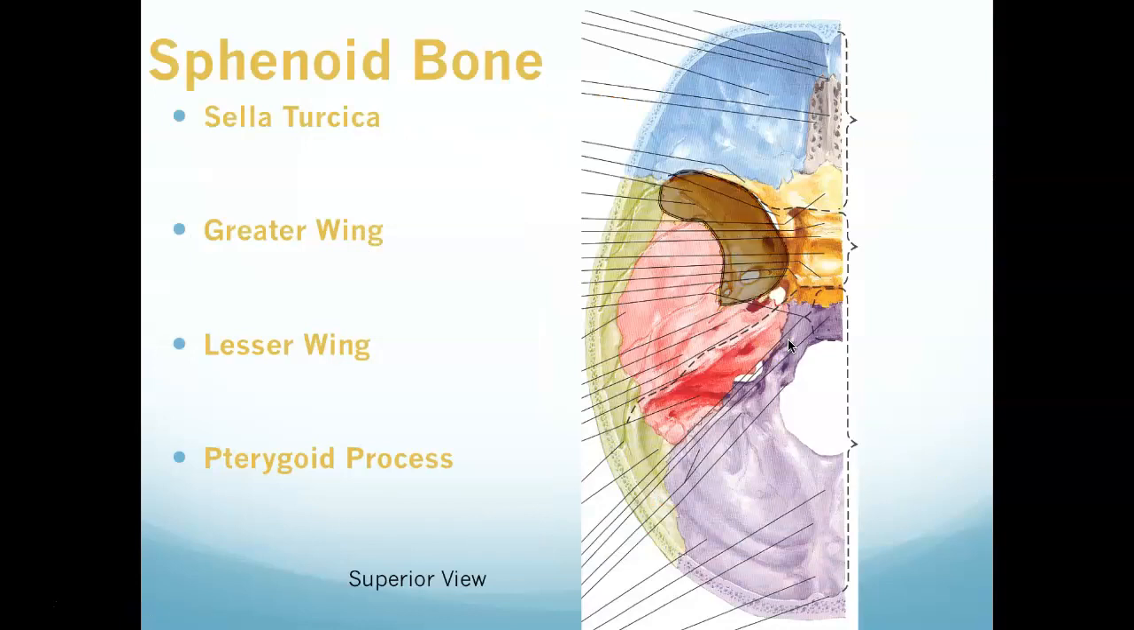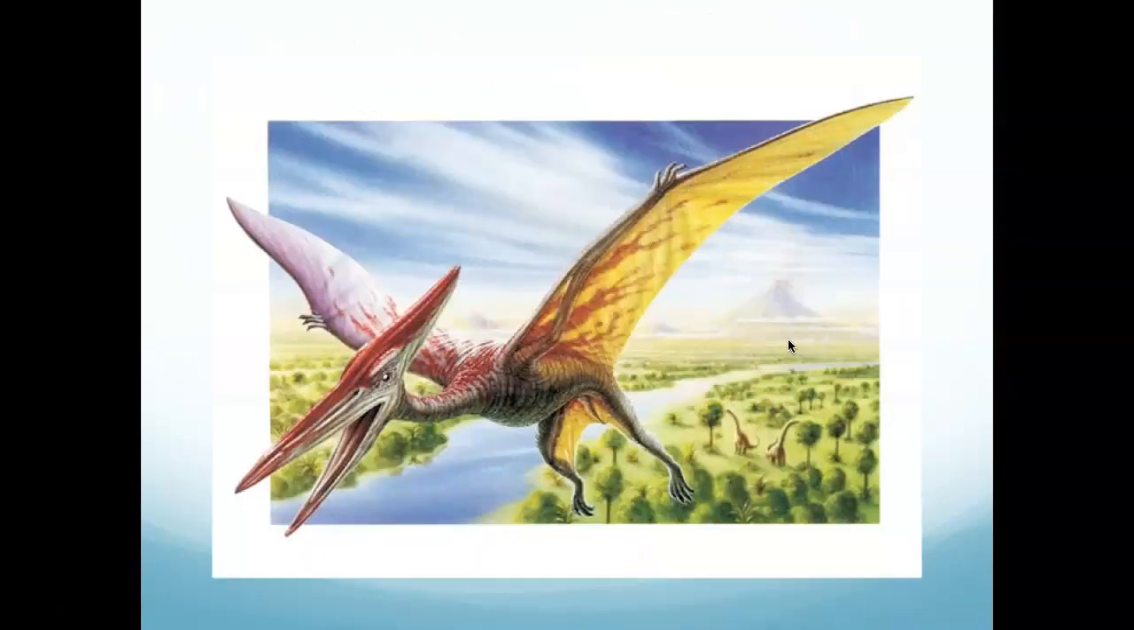Next we have our greater wing, and this is really the portion that makes it look like a butterfly or bat's wings. And this would be our lesser wing. If you see this in a skull, this greater wing actually sits a little bit more inferior than the lesser wing. And the lesser wing is kind of a triangular portion of the sphenoid bone.